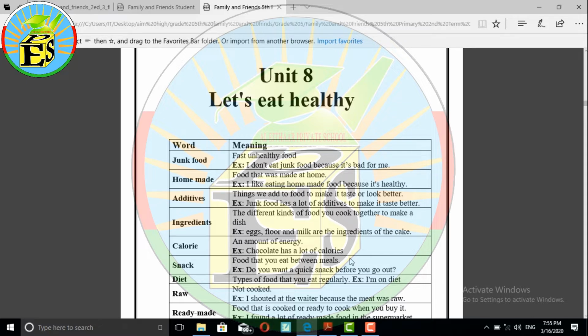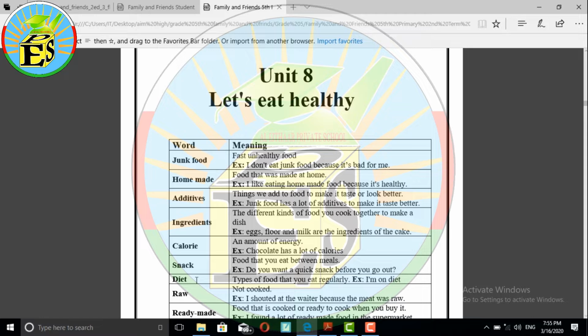Okay? Next, snack. Repeat, snack. Food that you eat between meals. For example, do you want a quick snack before you go out? Again, a quick snack, quick food, anything to eat before you go out. This is the meaning of snack.